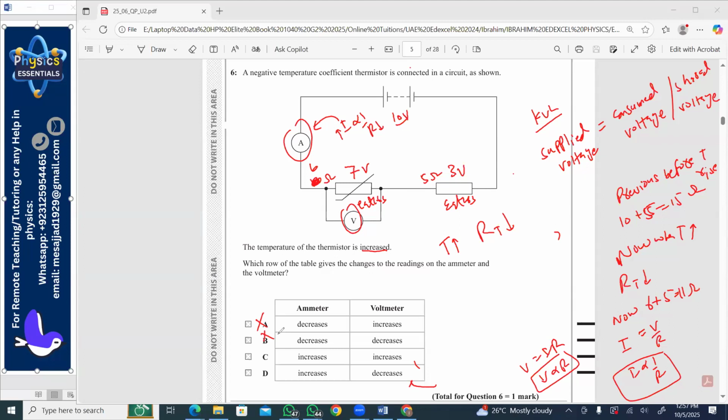Now what about the voltmeter? So here, the total resistance is decreasing. So when the total resistance is decreasing, the voltmeter reading is also decreasing here. Therefore, the option here is D. Okay, so here V will go down because R is down. The only option here is therefore D. Hope you understand that.